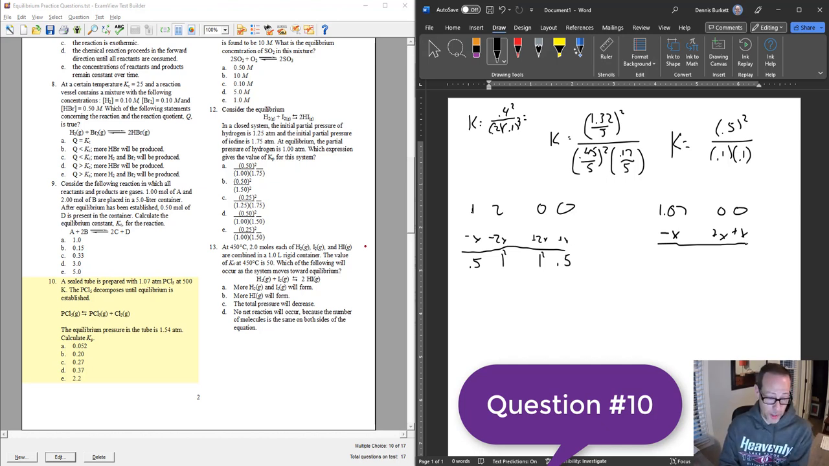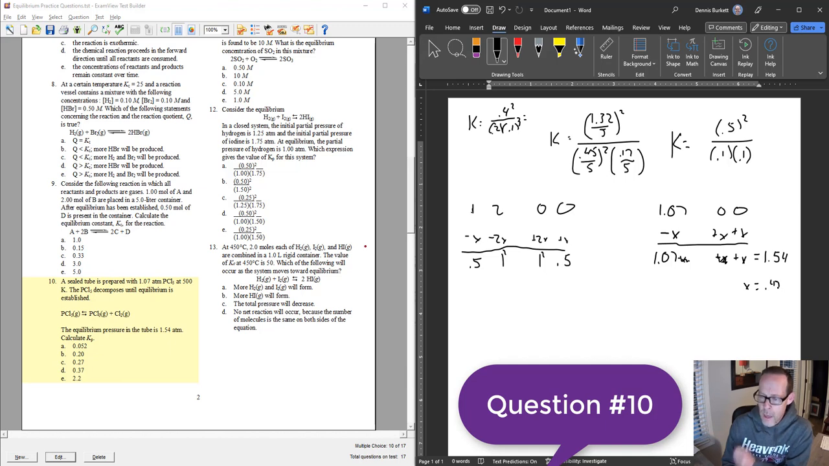So the equilibrium pressure in the tube is 1.54 atmospheres. So if I come down here to my equilibrium pressures, I've got 1.07 minus x. I've also got a plus x and a plus x. So what that's saying is the pressure at equilibrium is 1.54. If I add up all three of my gases, they should sum to 1.54. So minus x plus x is going to get rid of a set of x's. So I really have 1.07 plus x equals 1.54, which means that x is going to equal 0.47.